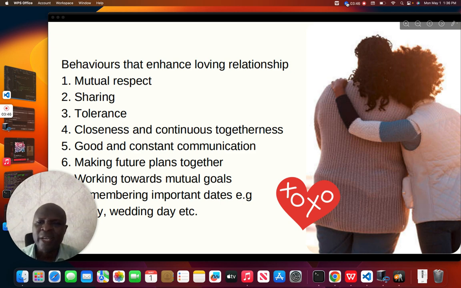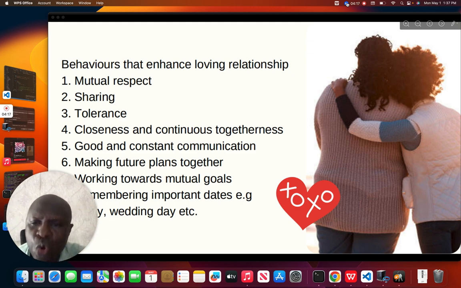Then another aspect is closeness and continuous togetherness. When you say you love somebody, you must always be close, discussing meaningful things, discussing about your future, discussing about what will bring good things your way. For instance, maybe you want to become a medical doctor. You start discussing it, planning, thinking, how can you achieve that?